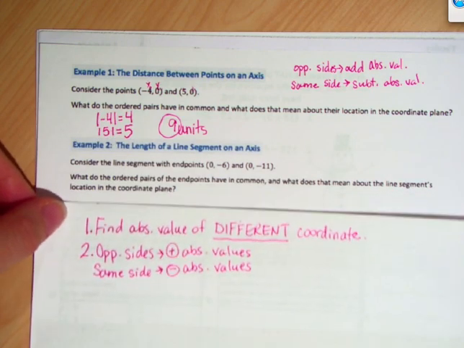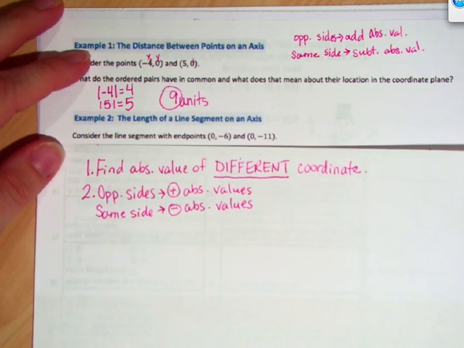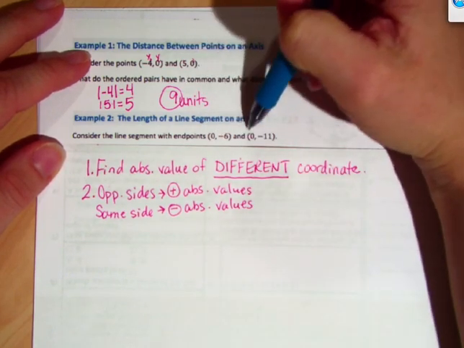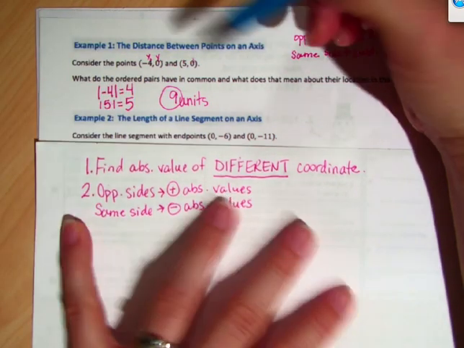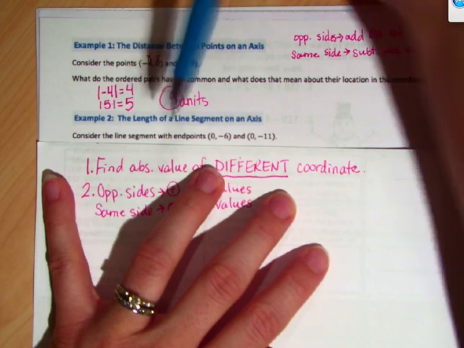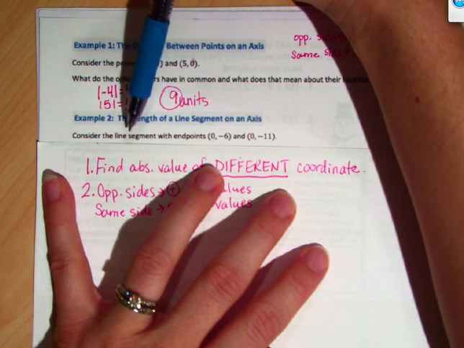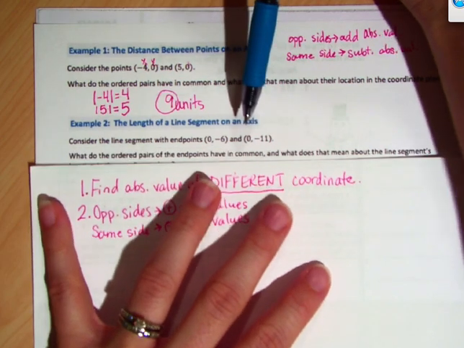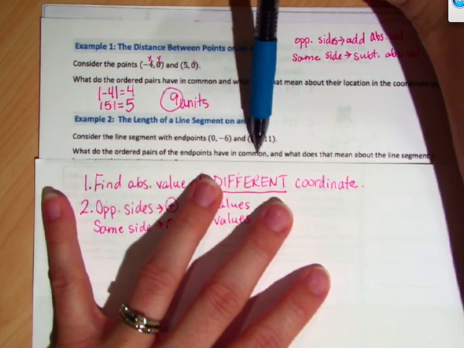We're going to follow the same steps. Consider the line segment with endpoints (0, -6) and (0, -11). Okay, so this is a line segment. These were just points, so it's kind of the same idea. We just drew a line between them now. Endpoints (0, -6) and (0, -11).